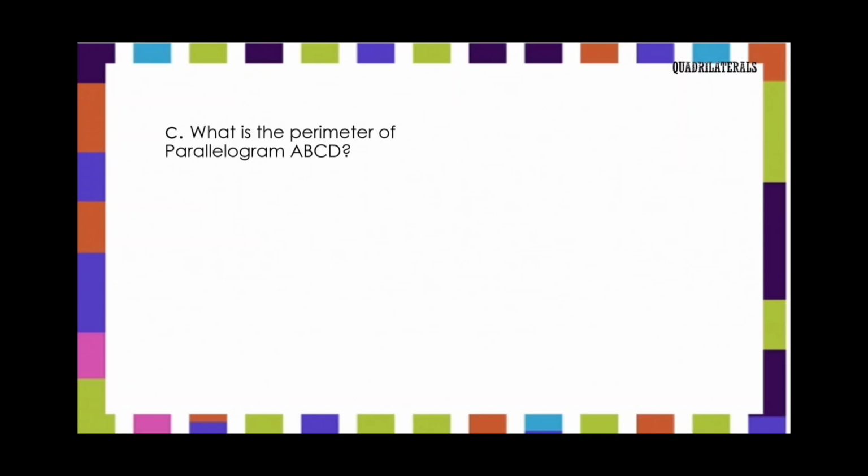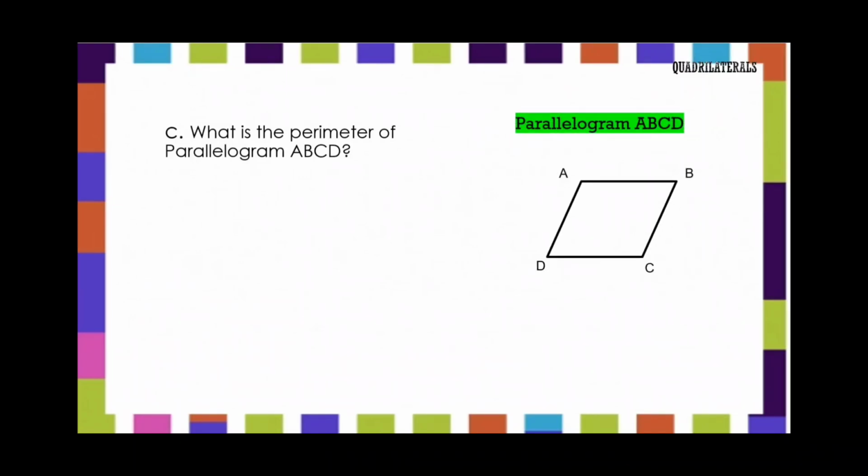For letter C, we are asked, what is the perimeter of parallelogram ABCD? So, ano bang ibig sabihin pag sinabi natin perimeter? So, when we say perimeter, it is the sum of all the sides of the given polygon. Okay? So, yung parallelogram ABCD natin kanina, we got that the measure of side AB is 16 centimeters as well as side CD. And you get that the measure of side AD is 13 centimeters as well as side BC.